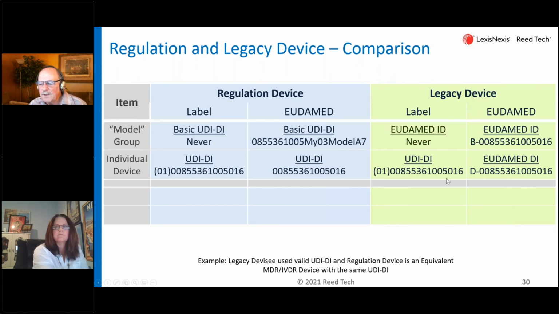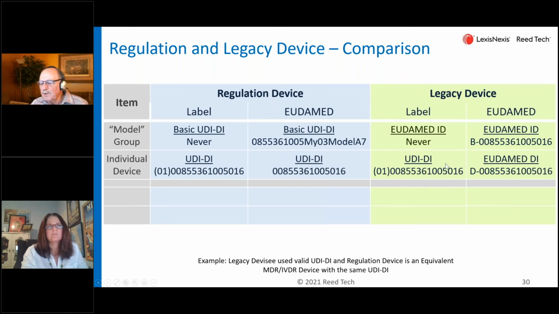So the legacy device, let's say it's been using this identifier for years, and you're able to continue to use it in this transition period. It might actually be the same as your equivalent medical device. So these, in a sample here, they are the same. So that means that this is an equivalent device. If this was not an equivalent device, then you'd have at a minimum a different item reference number, and perhaps packaging and so on, and then certainly a different check digit.